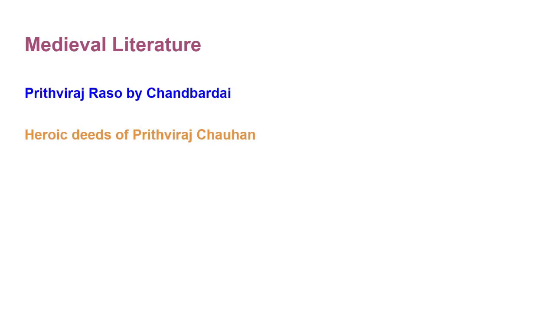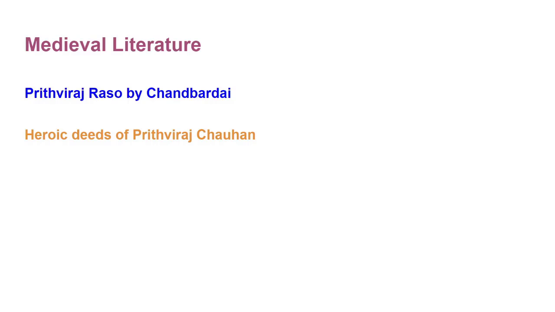As we have said before, this was the period when Apabhransh languages had started developing into modern Indian languages. One of the earliest works in an early form of Hindi was Prithviraj Raso by Chandbar Dai. The work that marks the beginning of Hindi literature deals with the heroic deeds of Prithviraj Chauhan. Prithviraj Raso tells us about the life of Prithviraj II, king of Ajmer, and he was very brave. He bravely resisted the Muslim ruler.